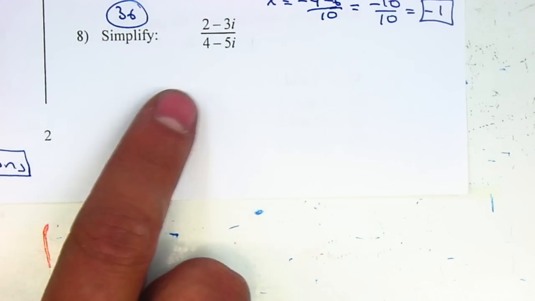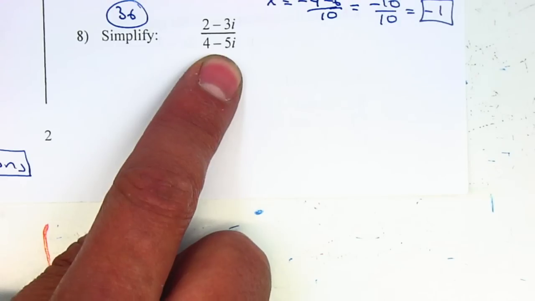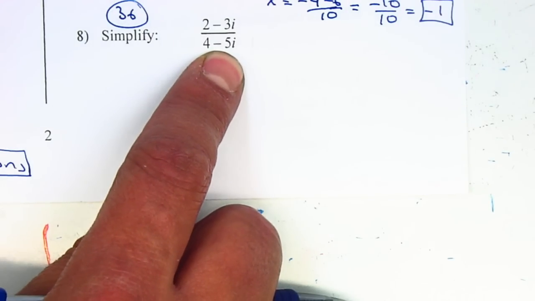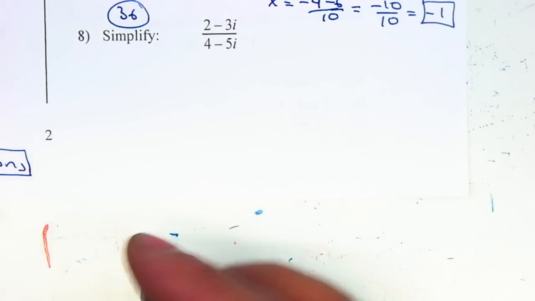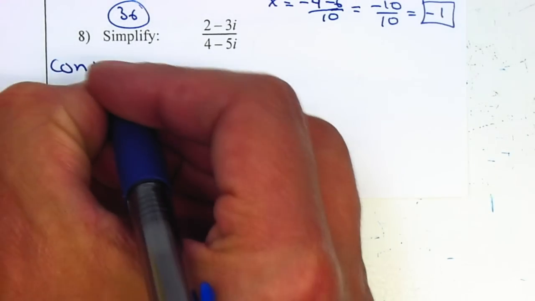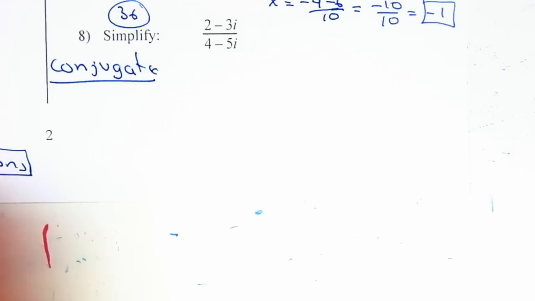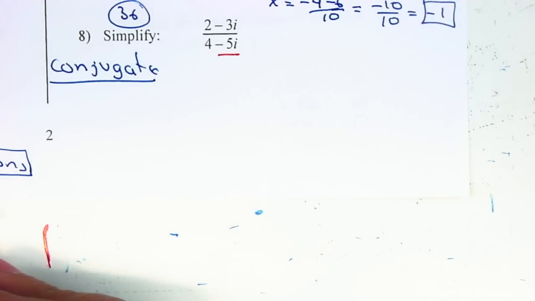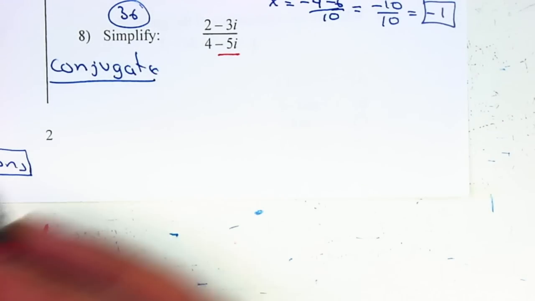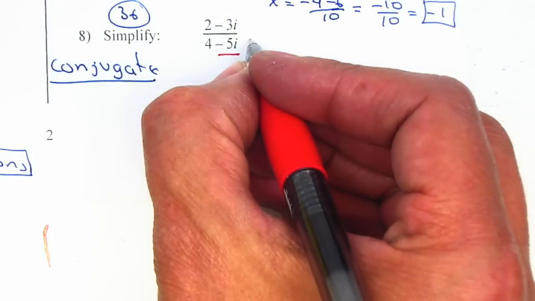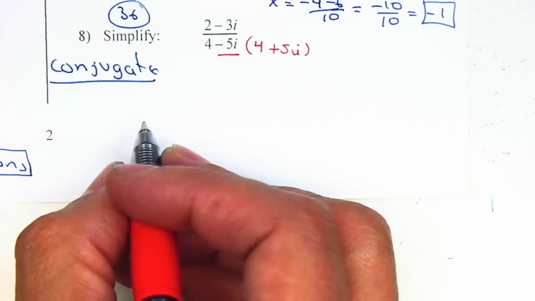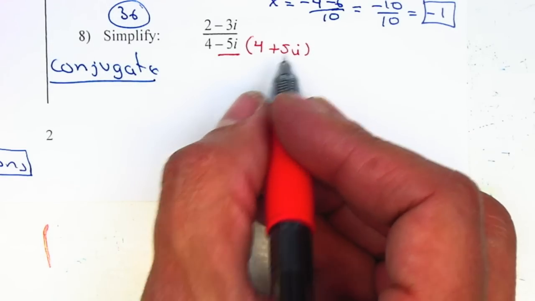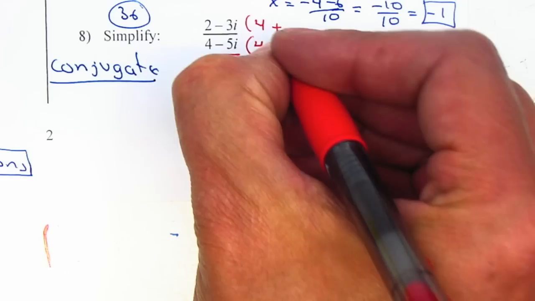On problem number 8, we have a fraction and we have a complex number in the denominator. Remember that we cannot have imaginary numbers in the denominator, so we're going to multiply by something called the conjugate. The conjugate is a binomial that we're going to use to cancel the i's. The only thing that we need to change is this sign to a positive. The 4 is the same. This is a negative. We're going to change it to positive 5i. The imaginary part is the only one that becomes the opposite. You have 4 plus 5i.